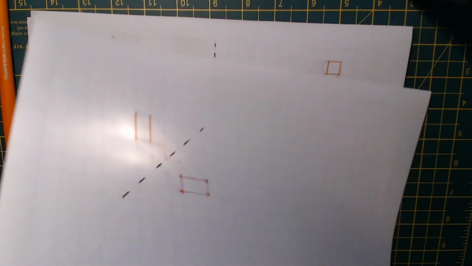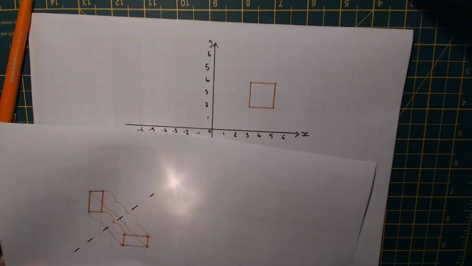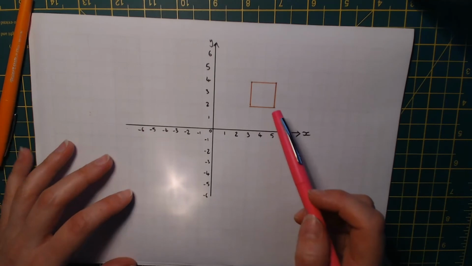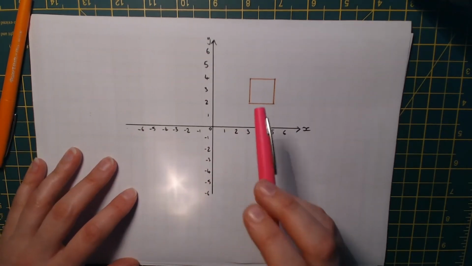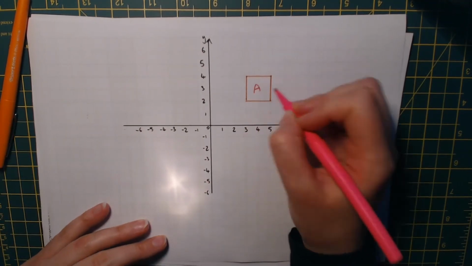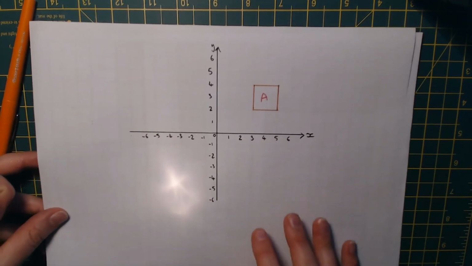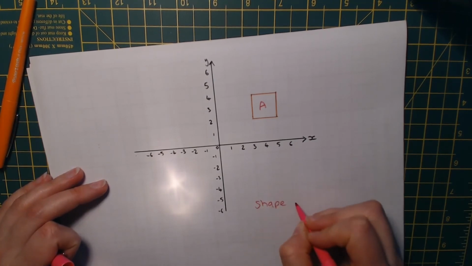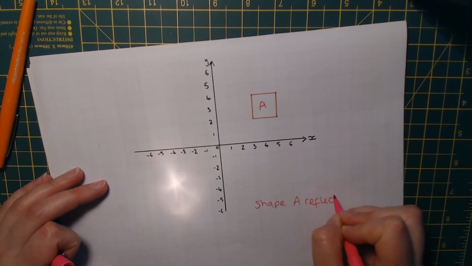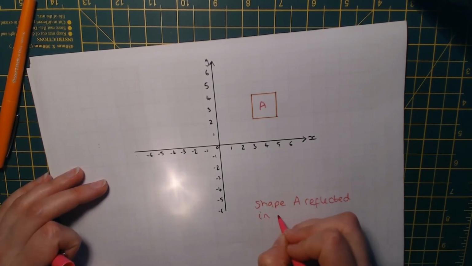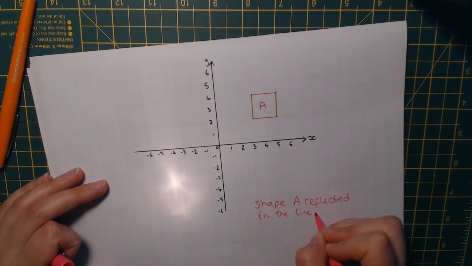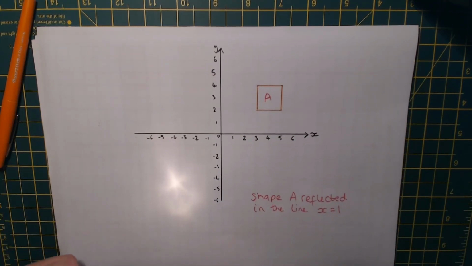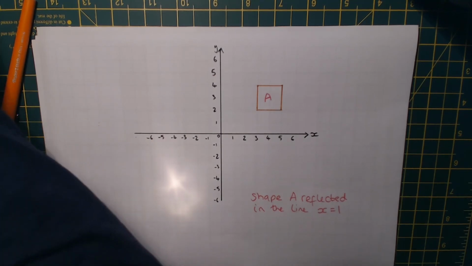Now I've got one more to show you, just one more, and that's this one here. I'm going to do it quite quickly because you have done this before, but I just want to show you how these are done when you're asked to draw the line. So I'm going to call this shape A, and this is the way the questions are normally asked. I'd like to see shape A reflected in the line, let's say x equals 1. That's how your question would normally look. So we want to reflect shape A in the line x equals 1.